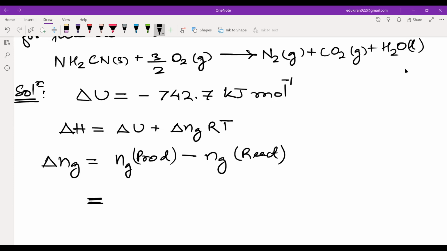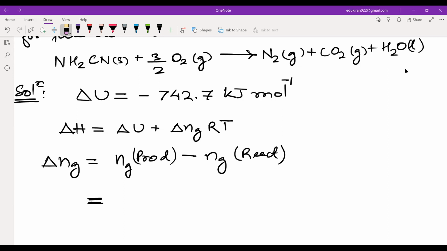Yes, guys, tell me how many moles of gas are there in product? How will you look? You have to look at stoichiometry. Don't go to the initial concentration, whatever they have given. It's not required. You just have to look at the chemical equation and tell me according to stoichiometry. So according to stoichiometry, 1 mole of nitrogen, 1 mole of CO2. You will read this as 1 mole of NH2CN solid plus 3/2 moles of O2 gas is giving me 1 mole of N2 gas plus 1 mole of CO2 gas and 1 mole of water liquid.